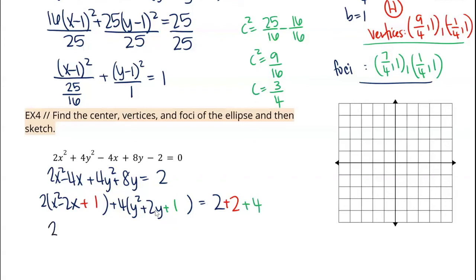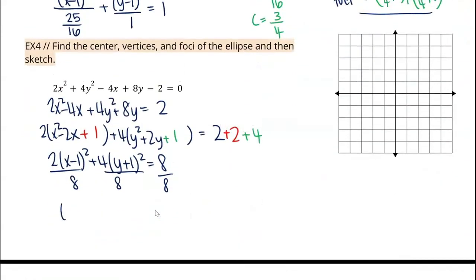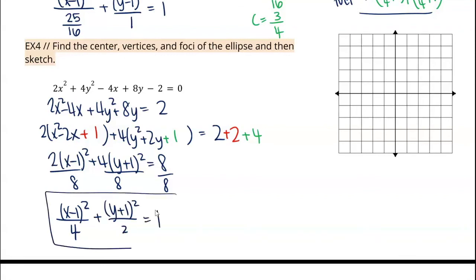So let me rewrite. This will be 2 times (x minus 1) squared, and 4 times (y plus 1) squared is now equal to 8, and I'm going to divide all 3 pieces by 8 to get a 1 on the right hand side. Let me scroll up a little. Okay. So the (x minus 1) squared, 2 eighths will simplify to 1/4. 4 eighths will simplify to 1/2. And 8 eighths simplifies to 1. So there's our standard form.